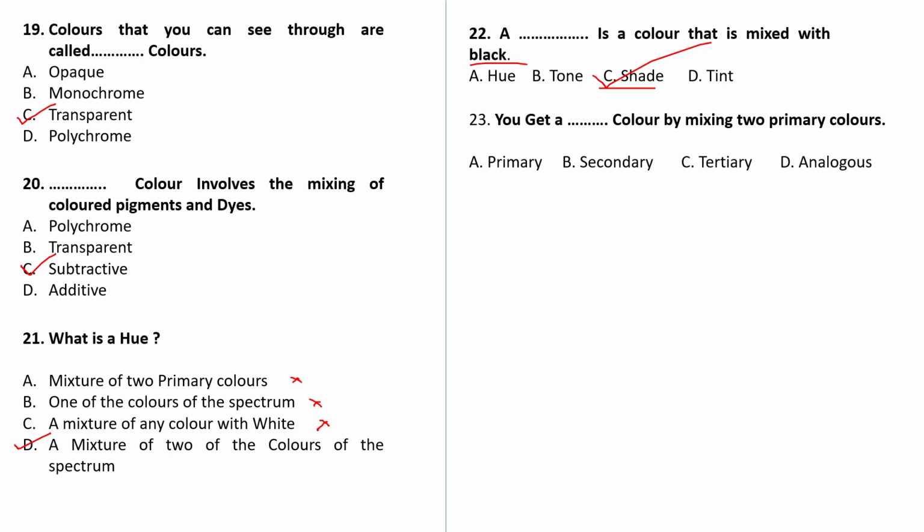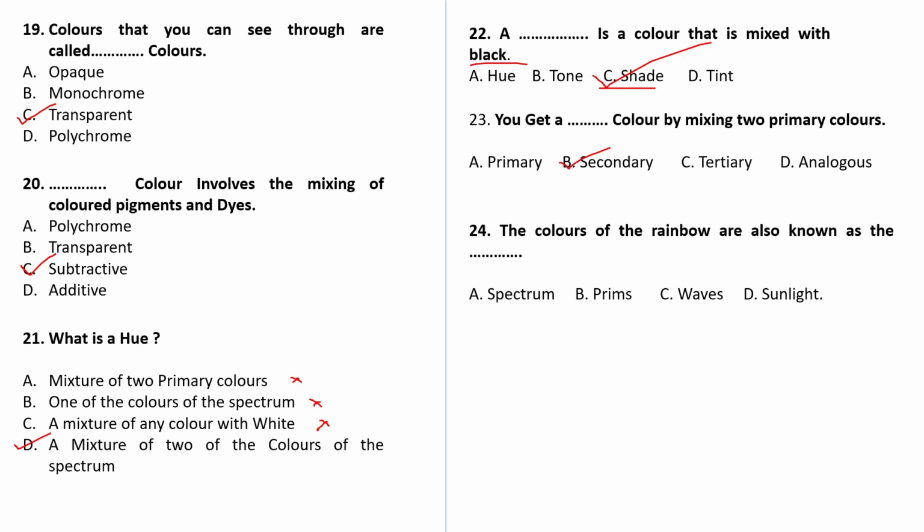23. You get a secondary color by mixing two primary colors. Secondary color, right? Then the colors of the rainbow are also known as the spectrum.